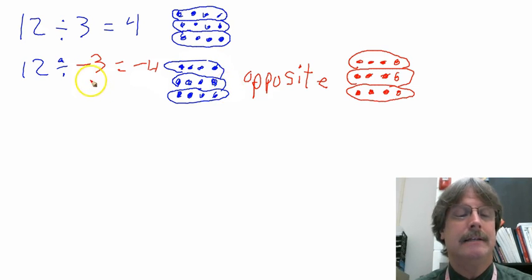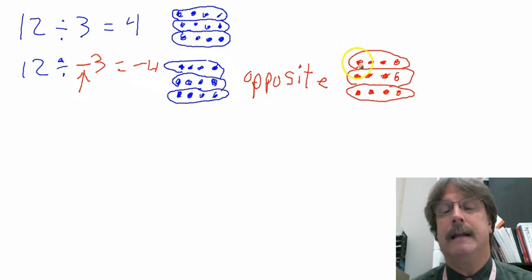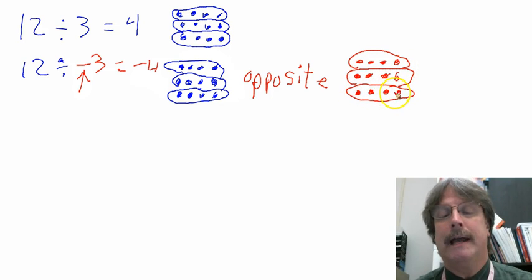Then the next thing is, remember we talked about how the negative sign says do the opposite. So I go ahead and I change these into the opposite. I change the positive into the negative. So then I have 3 groups of 4 negative items.